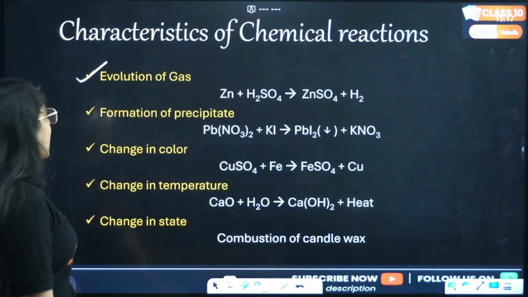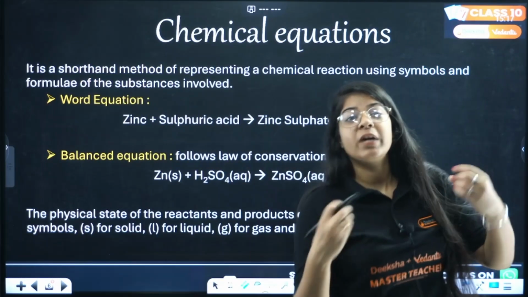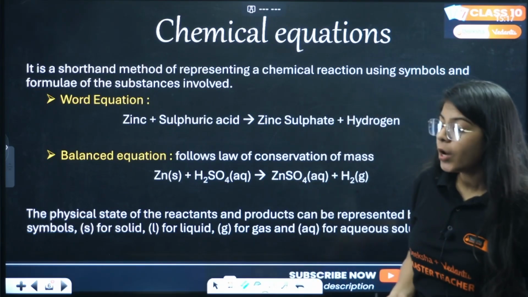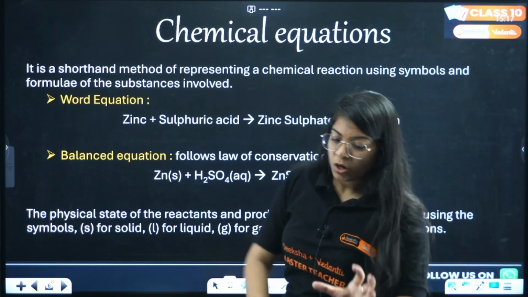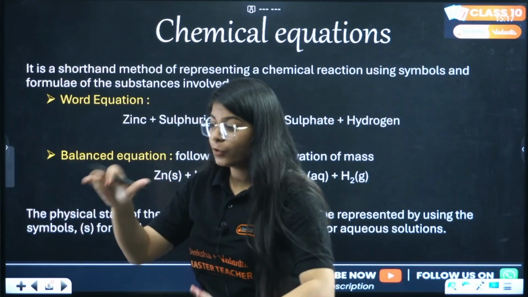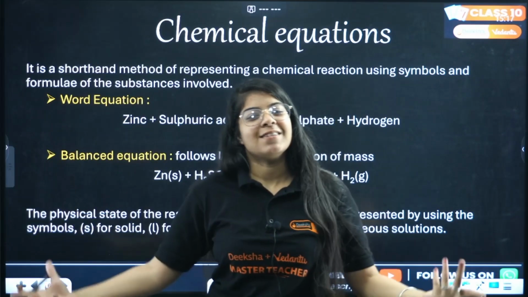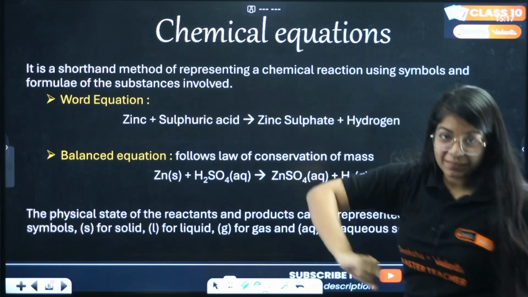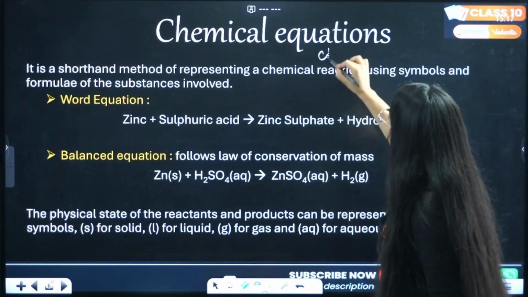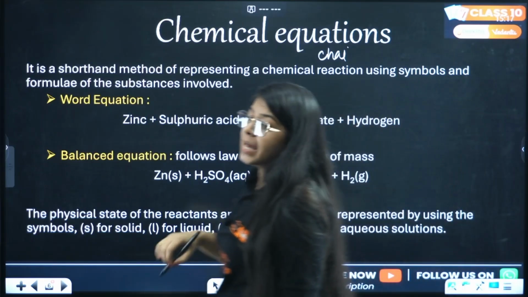Okay. Next, what are chemical equations? We studied about reactions, but what are chemical equations? Now, if you write down that I mixed water and milk and tea leaves and adrak and it made chai, that is equal to chai, then that whole thing you wrote is a chemical equation. It is a shorthand method of representing a chemical reaction using symbols. The chemical reaction was making of chai, using symbols and formulas of the substances involved.